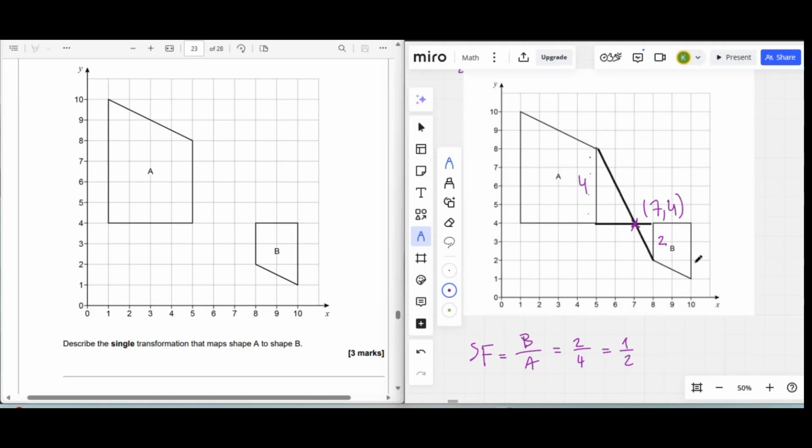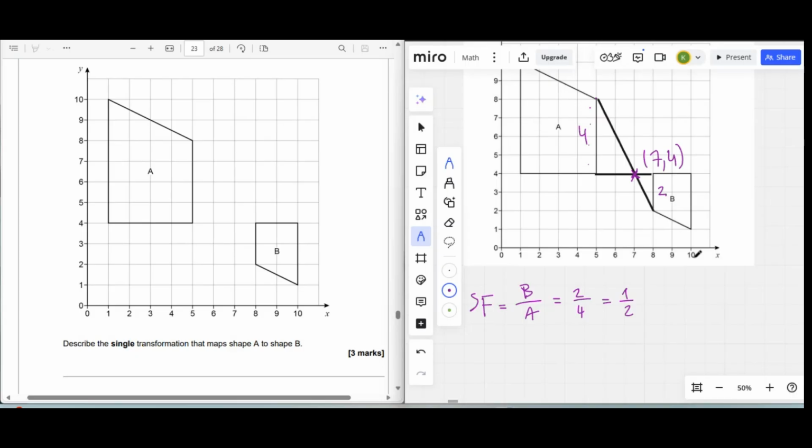We have the scale factor, and we see that it's actually flipped. So the scale factor is with a negative sign, negative half. And the center point is 7 and 4.